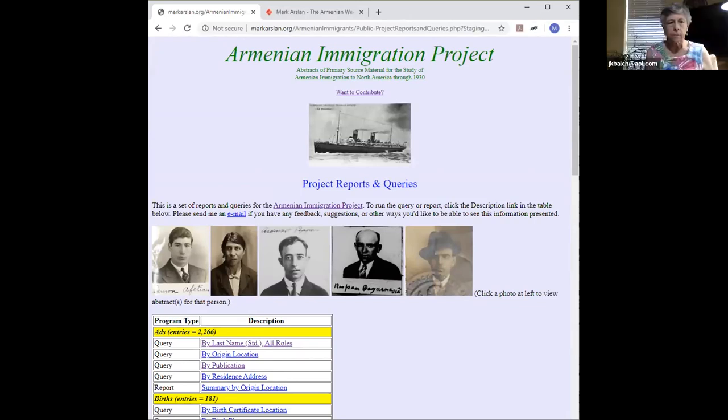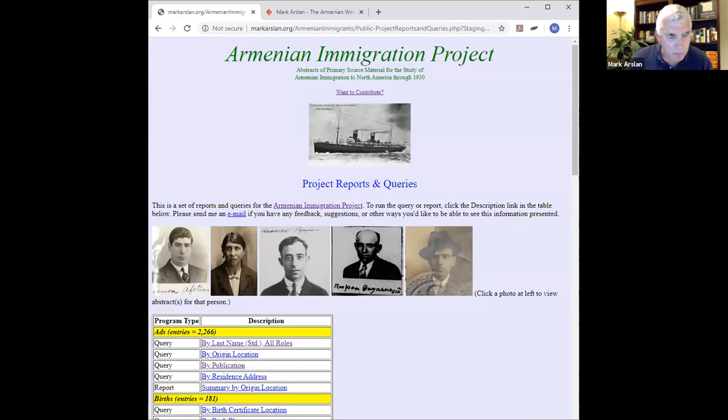I've got two screens in front of me. So you see something that says Armenian Immigration Project? Okay, there are two screens I talked about. One is the homepage, which is this one right here, where I talk about the methodology and have some pictures. I encourage you, if you're not familiar with it, to read this one first. Then at the top there is a button that says Project Reports and Queries, and this will get you to the other screen, which has all the good stuff on it.